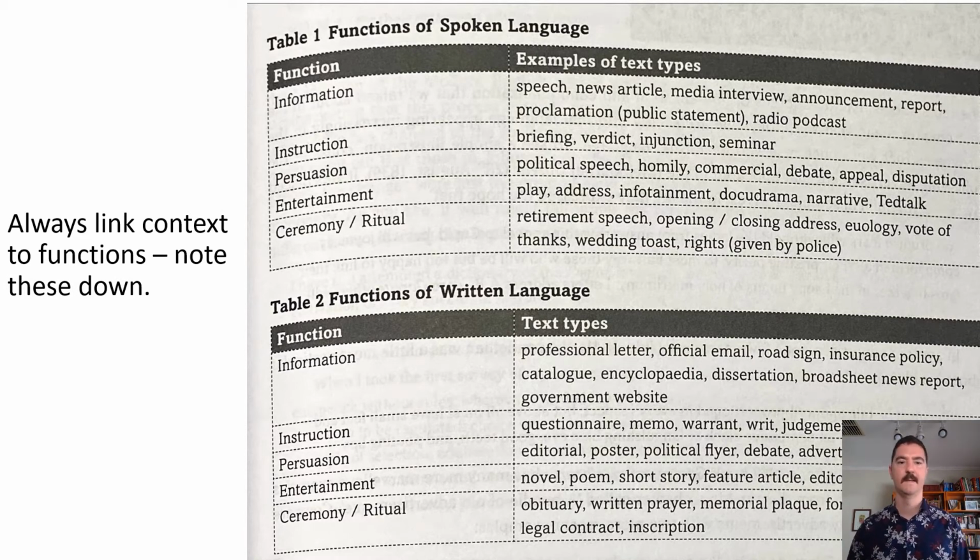But you can see, there's the function of ceremony. And of course, we've got spoken and written here, so they're slightly different. Obituary, written prayer, wedding toast, rights given by police, so the Miranda rights, which we've talked about before. Each of these serves a function. There's a ritualistic function to them. And it's easy to think, we live in modern times, we don't really go in for rituals, but a 21st speech is a very distinct thing, as opposed to, is there even such a thing as a 20th speech or a 22nd speech? Not really, but a 21st there is, and an 18th speech is also a different thing as well.